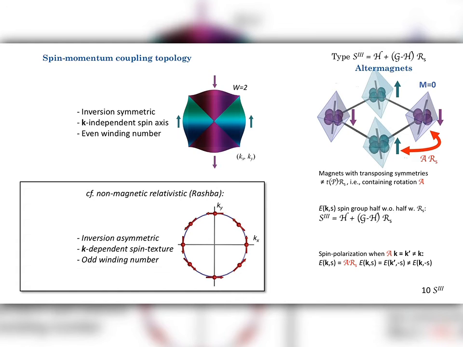Now in the relativistic physics, you have the typical spin texture, so the spin quantization axis changes when you change the momentum, while in altermagnets they are non-relativistic and you can define a single quantization axis for all momentum. And in this Rashba system, you see that you have an odd winding number. The spin rotates only once around the loop, while here in altermagnets we have always even winding numbers. So this was about the basic topology, and now let me move on to spectroscopy.